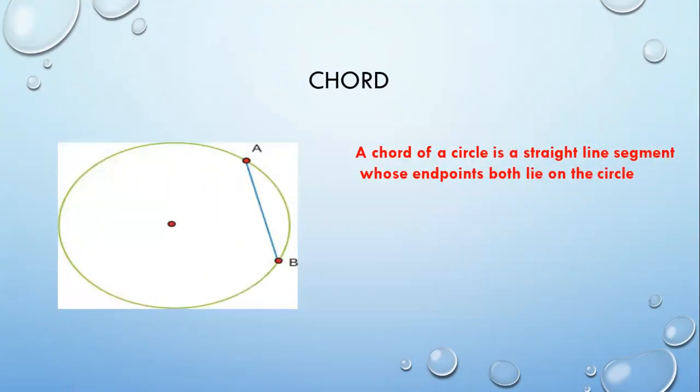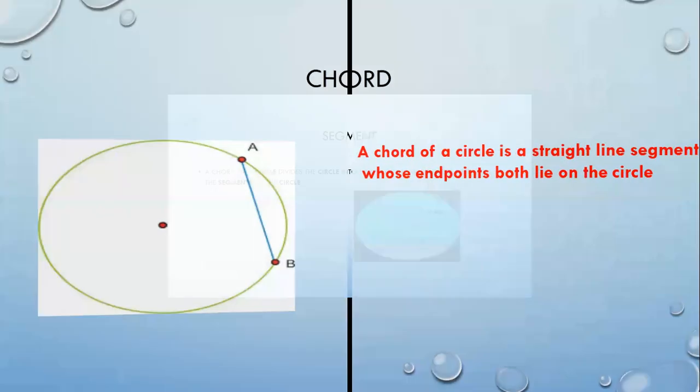Then next topic is chord. Chord of a circle is a straight line segment whose endpoints both lie on the circle. So if any line segment is there inside the circle and whose both the points are on the circle, then it is a chord of a circle. So here you can see AB is a chord of a circle.